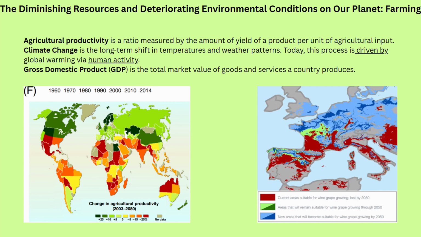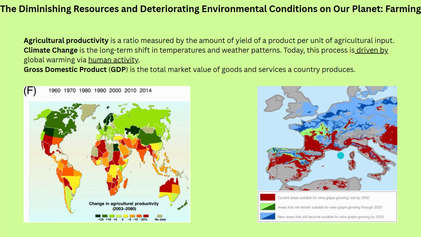Areas in red are currently areas suitable for wine grape production. However, by 2050, they're going to be lost. Areas in blue will be the new areas suitable for wine grape starting in 2050. And then areas in green will be areas suitable for wine production through 2050. And as you can see, in the general sense, all this wine production is going to move more north, as this area is typically known for its colder regions. It's now becoming warmer, so it's going to become more suitable, and this area that was typically suitable is going to become too hot.